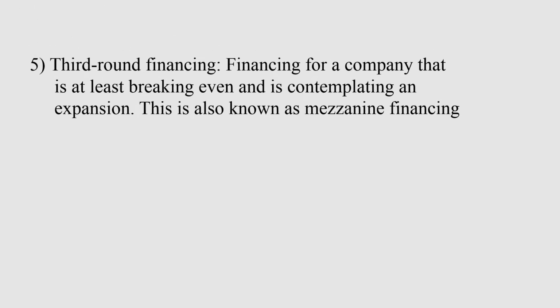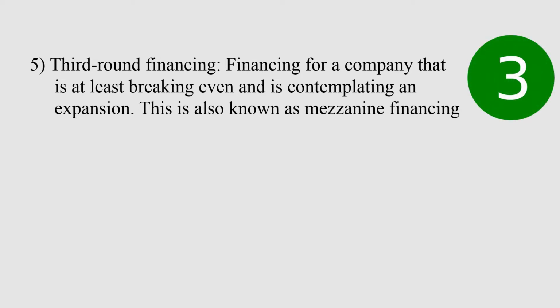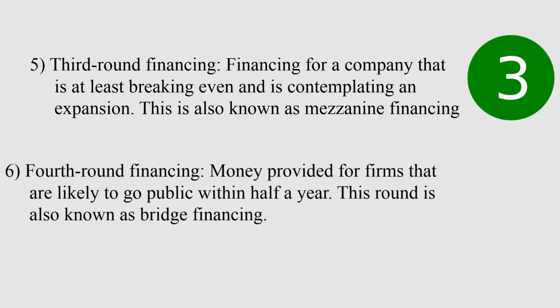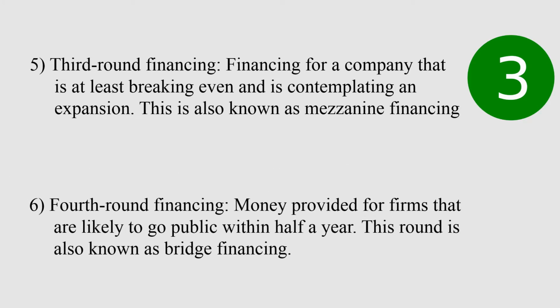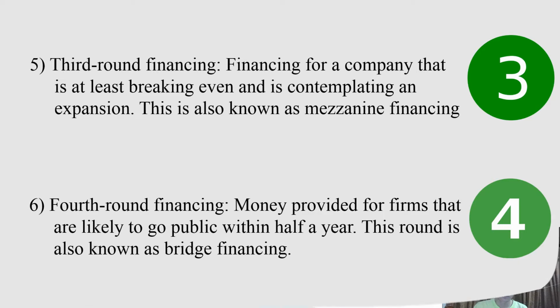The last two stages are third round financing. Financing for a company that is at least breaking even and is contemplating an expansion. This is also known as mezzanine financing. And the fourth round financing is money provided for firms that are likely to go public within half a year. This round is also known as bridge financing.